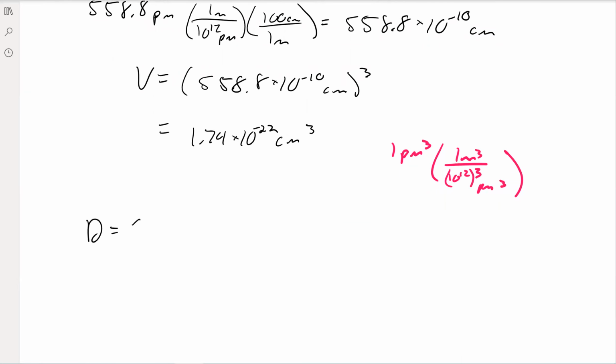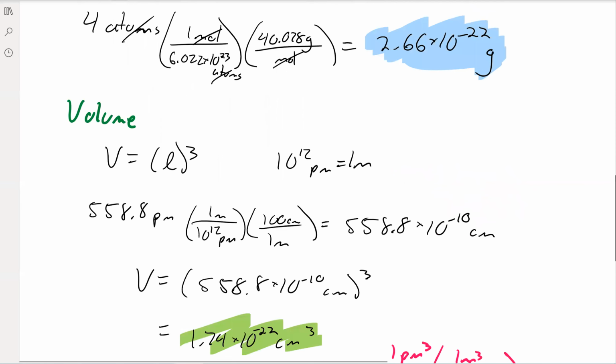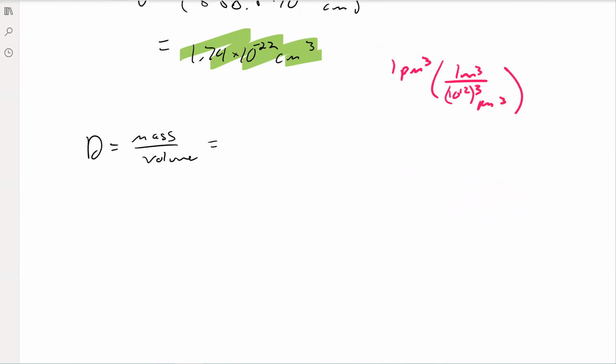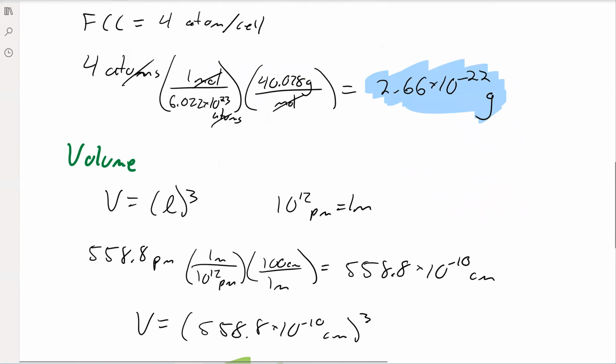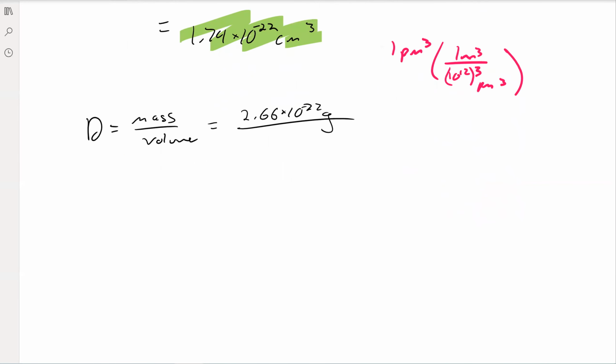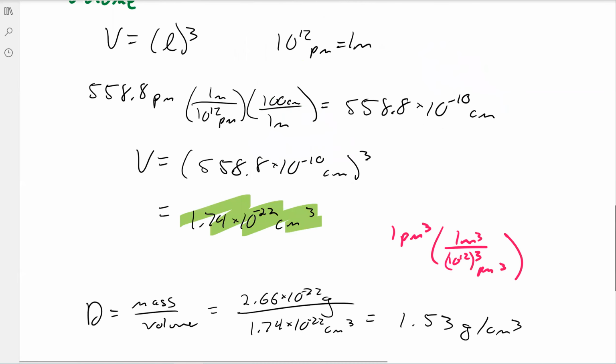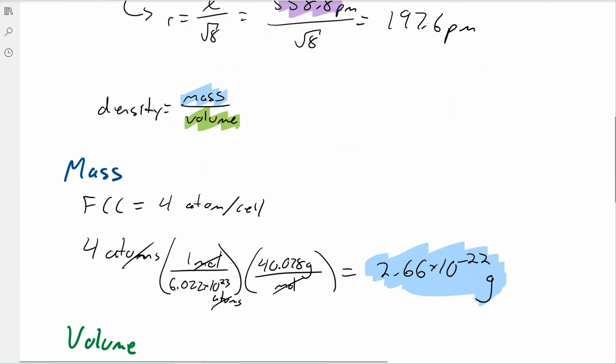And then finally, we know density is mass over volume. We've solved for the mass and the volume independently, so we can just plug them in. And you get 1.53 grams per centimeter cubed. Again, these problems are tricky. The only way around them is to do some practice.